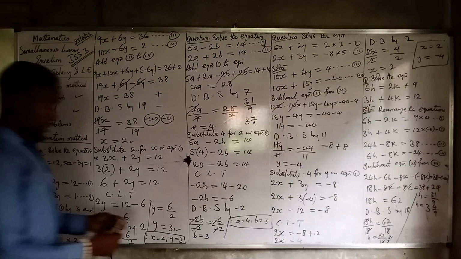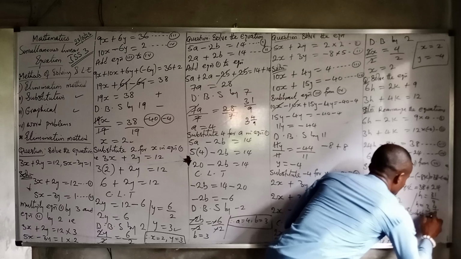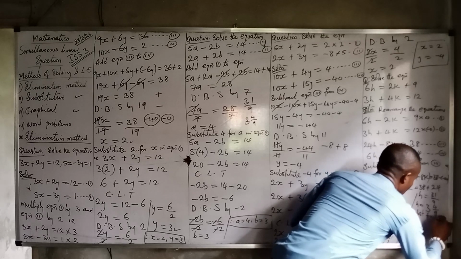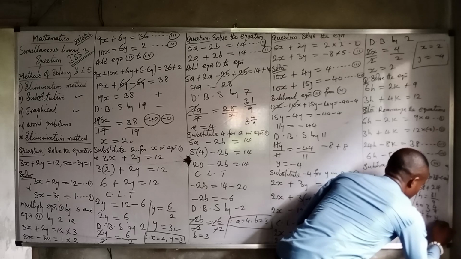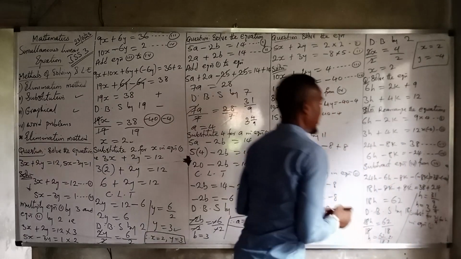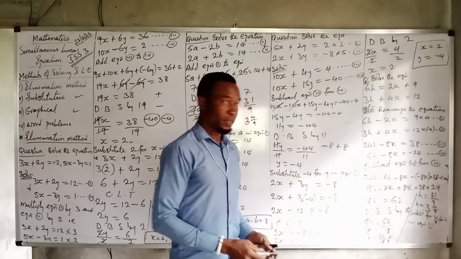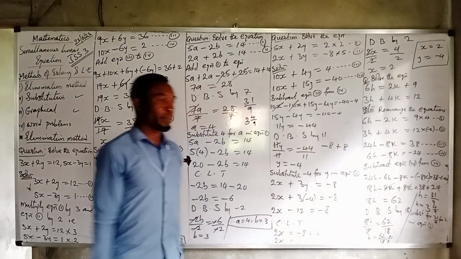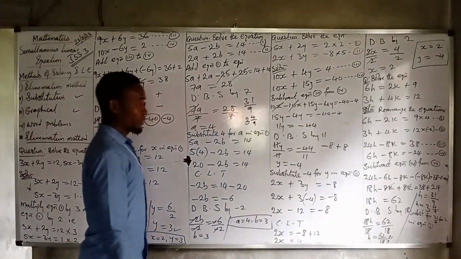Remember, after that I need to substitute to find the remaining unknown. That would mean substitute 31 over 9 for h in equation 1. I use equation 1. Alright?